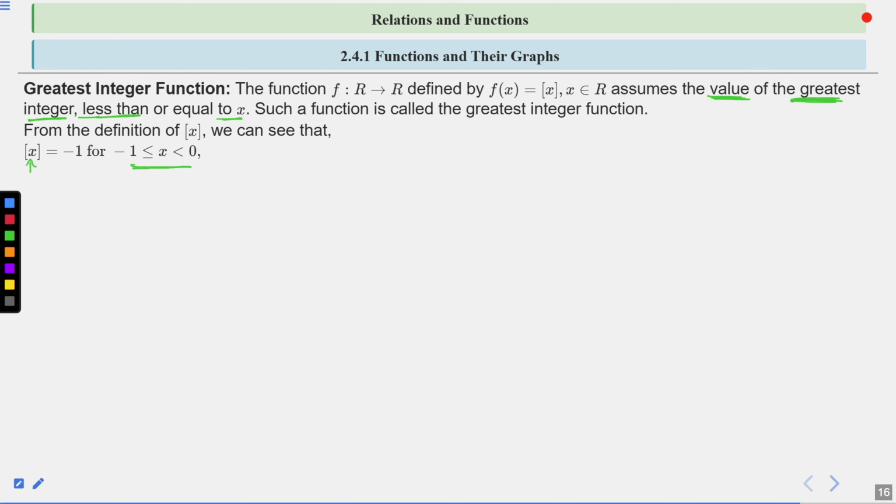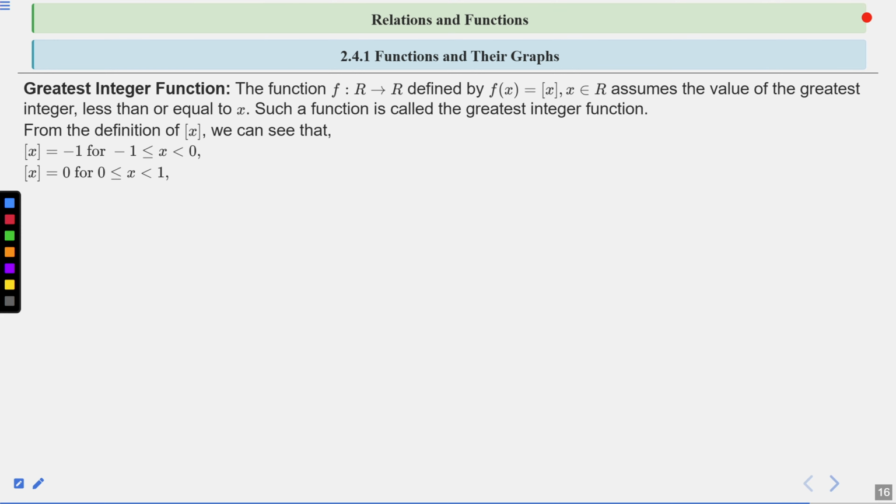So if your input is minus 0.5, first of all list all the integers which are less than or equal to x. Clear? And then among them you have to find the greatest integer. So the greatest integer will be what? Your -1 in that specific case. So you can do the same thing for any real number in this interval. Clear?